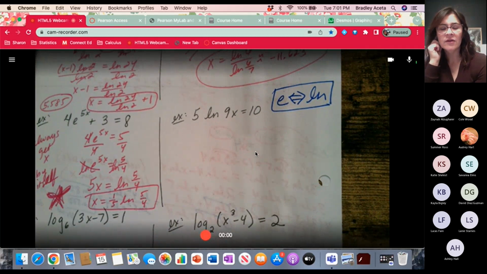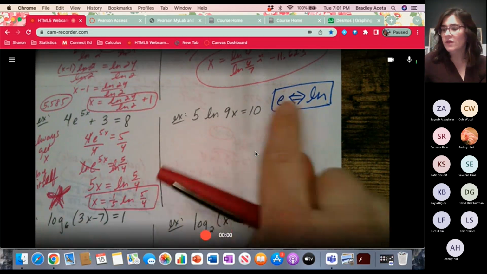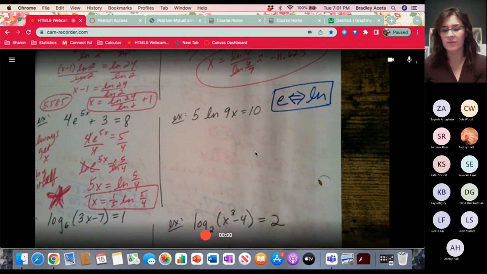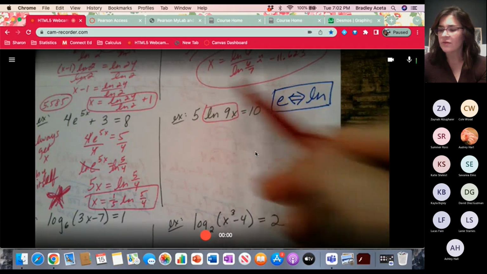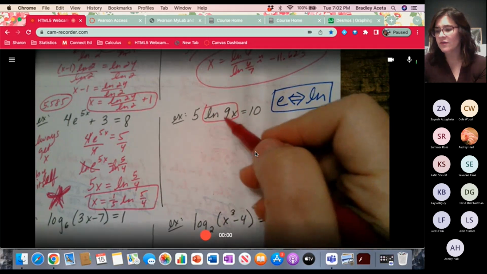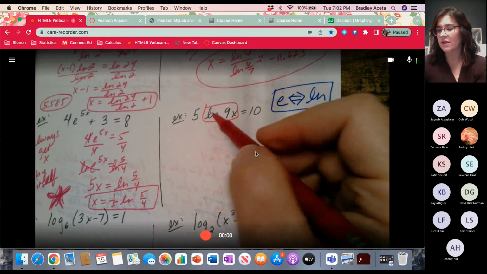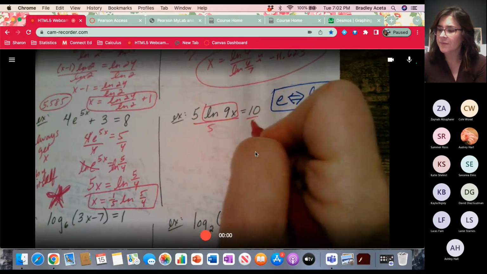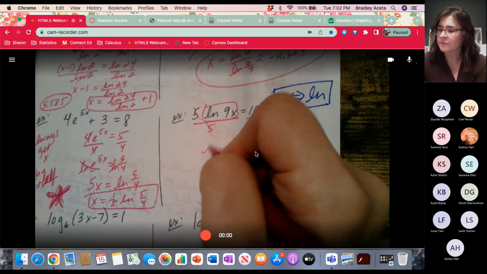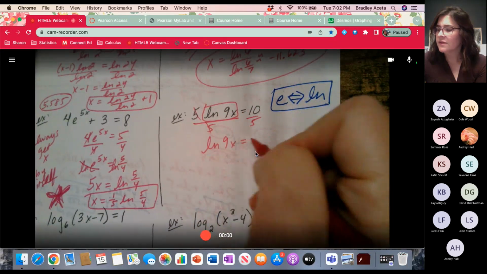An ln. How do you undo an ln? Well, you e it. And what does that mean? So again, you're going to get this ln portion by itself as much as you can. There's nothing you can do with the 9. That's attached to the ln. But this 5 you can get rid of. So just divide that out. ln 9x equals 2.